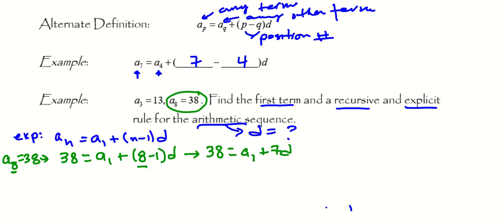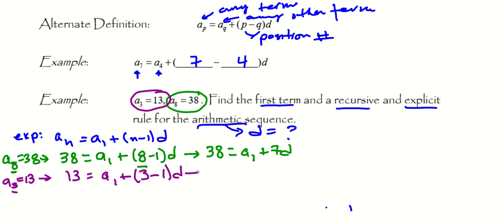Now I'm going to take this knowledge that a sub 3 equals 13, and I'm going to plug that in. So I get 13, the value of my term, equals a sub 1 plus, and it's my position number, which in this case is 3, so 3 minus 1 times d. So to simplify, that's 13 equals a sub 1 plus 2d. And I have two linear equations with two unknowns.